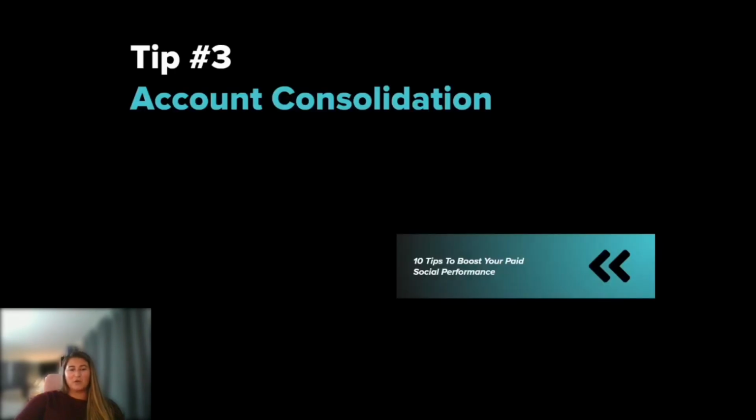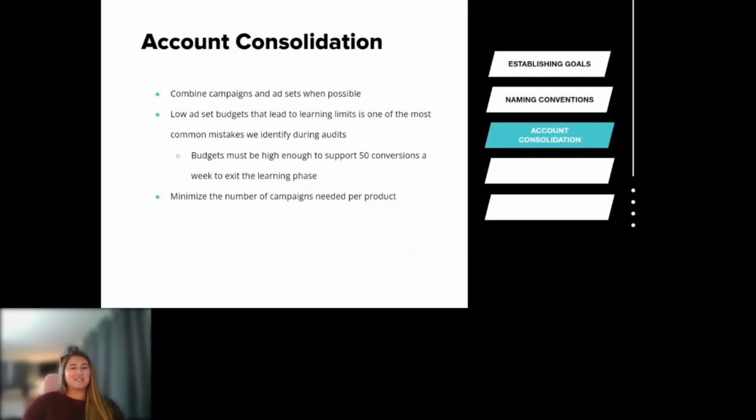Next tip on here is account consolidation. This is something that I'm sure a lot of you have heard about recently, as this has been coming from Meta for a while now, but this is very important when it comes to combining your campaigns and ad sets, and especially with your budgets. This is another thing that we see a lot when we're going through ad account audits for other brands. It comes up a lot because a lot of people are trying to run a bunch of different tests at one time. Maybe they're still running low budgets and they're trying to spread out that budget across so many different ad sets and so many different ads at the same time. And this is really going to hurt your performance.